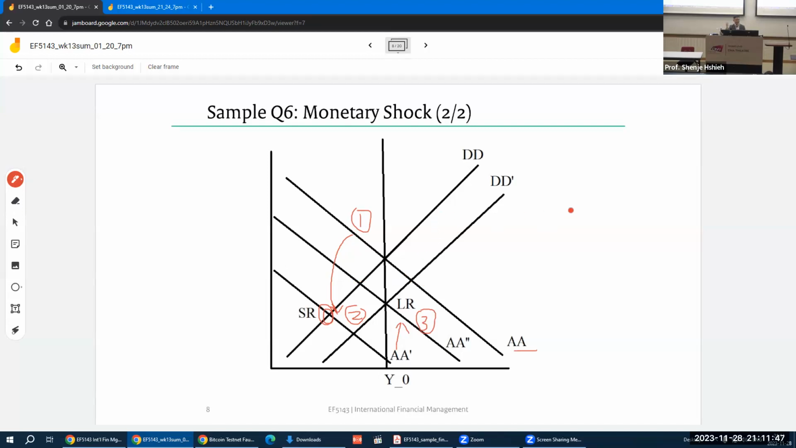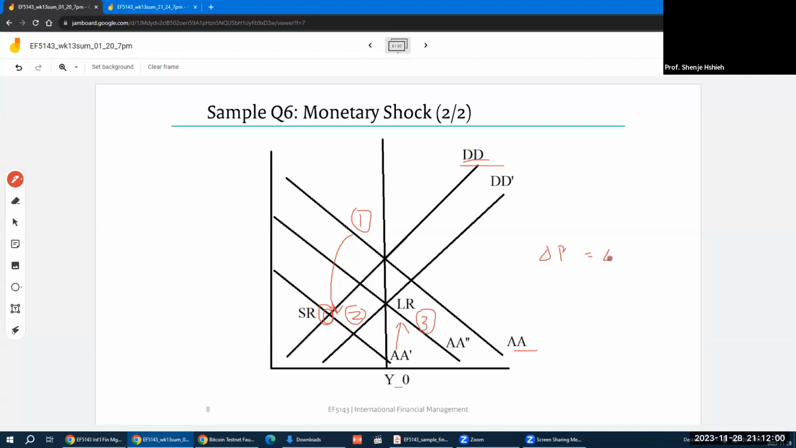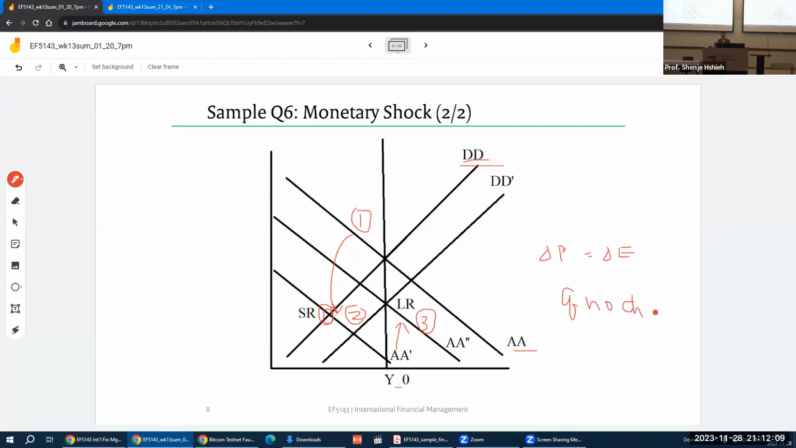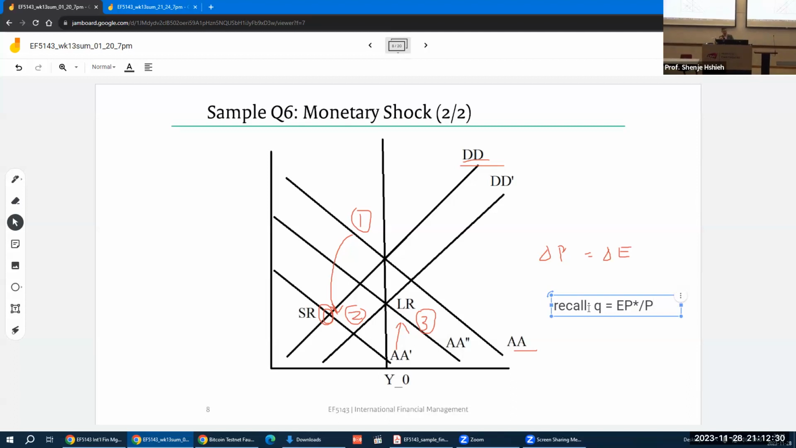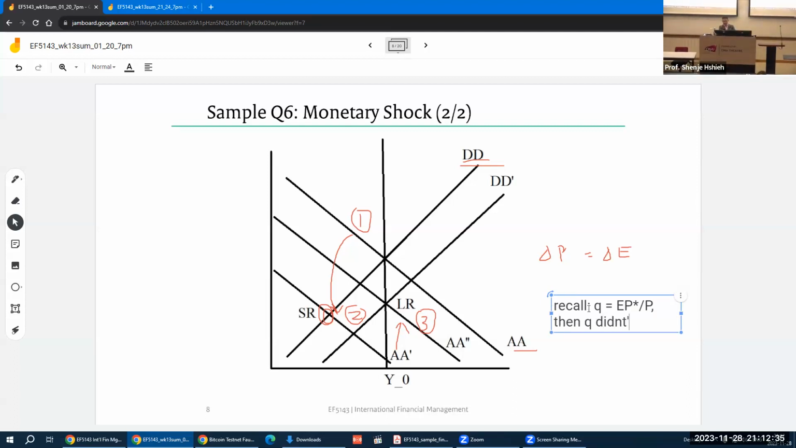All right. But something else has to happen too. If we have prices increasing, that's also going to impact the DD schedule, particularly since the change in P is going to be the same as the change in E. If that's true, then it's as if Q has no change. So recall Q equals EP star over P, and if E and P change the same in the long run, then Q didn't change, and therefore no change in output. And that's why we're back here. We're going to move the DD schedule this way until we get no output effect.